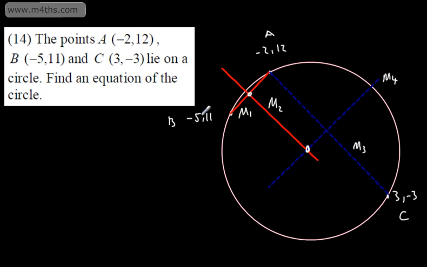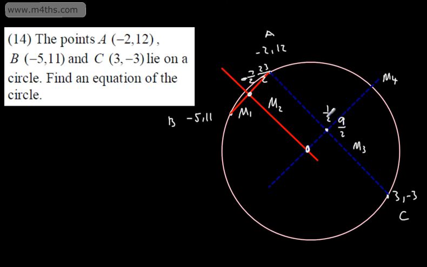If we're doing a perpendicular bisector, we need the midpoint. So this is going to be negative 5 plus negative 2 over 2, which is negative 7 over 2. And then we're going to get 11 plus 12, so that is going to be 23 over 2. If I look at this one, we've got negative 2 plus 3, so that's going to be 1 over 2, so this is the midpoint, and then we're going to have 9 over 2. So straight away we've got some horrible numbers, but it doesn't really matter.